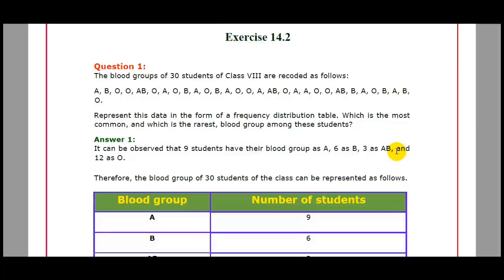Welcome back, students. Today, in this session, we are going to solve some of the questions given in the exercise from chapter 14, Statistics. So, starting from exercise 14.2, question number 1.